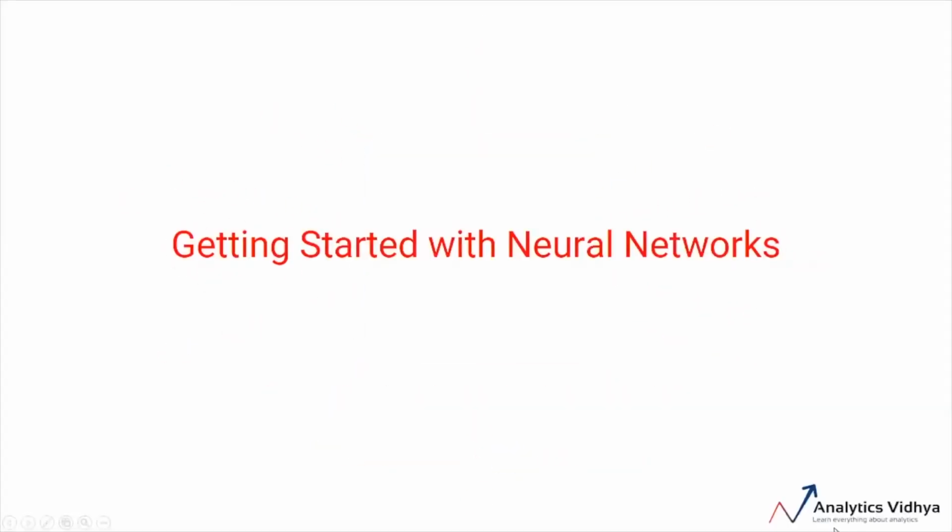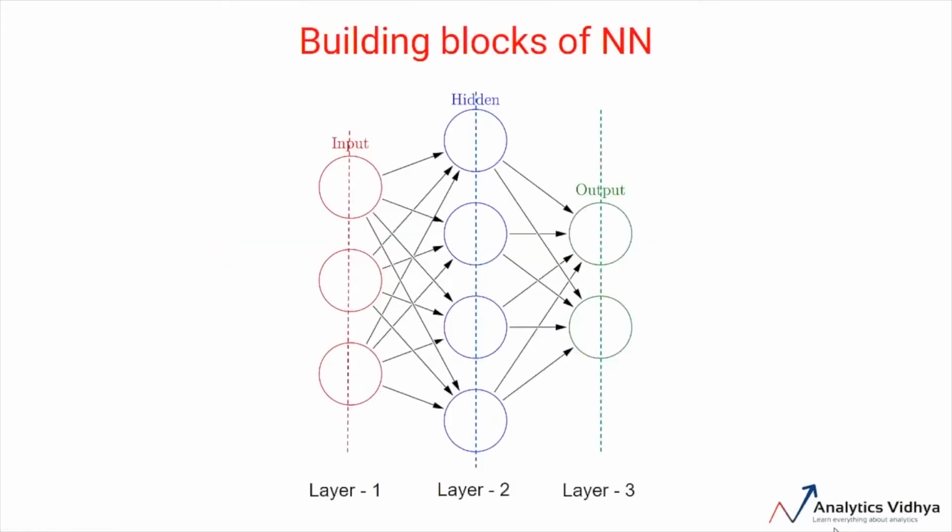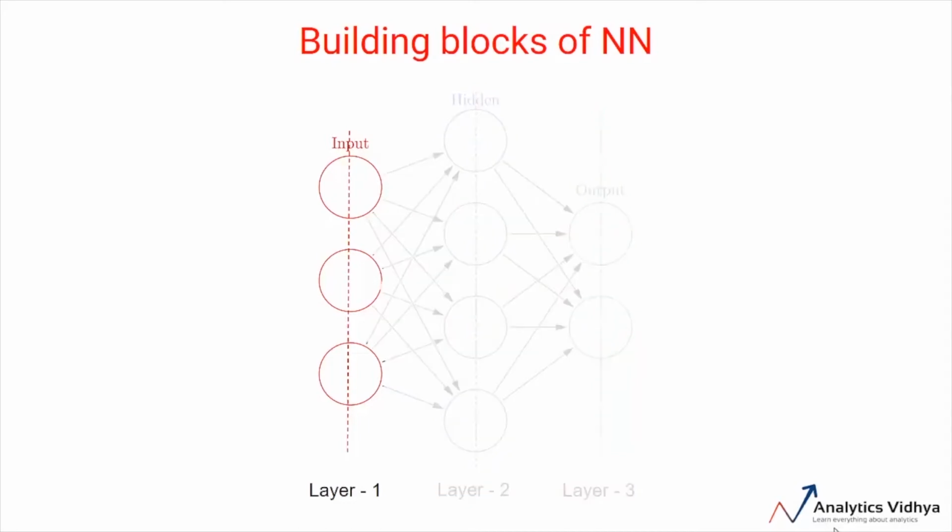Hi, let's talk about neural networks in detail. A neural network is made up of vertically stacked components called layers. Each dotted line here represents a layer. Now, a layer can be one of three types. First is the input layer. Here is an example of an input layer.